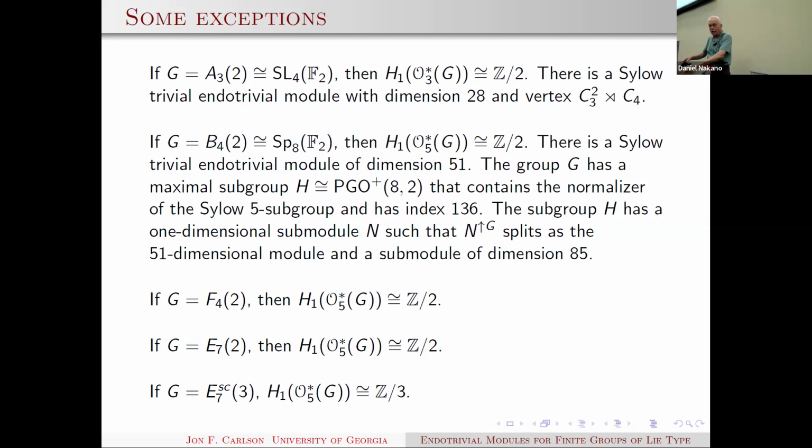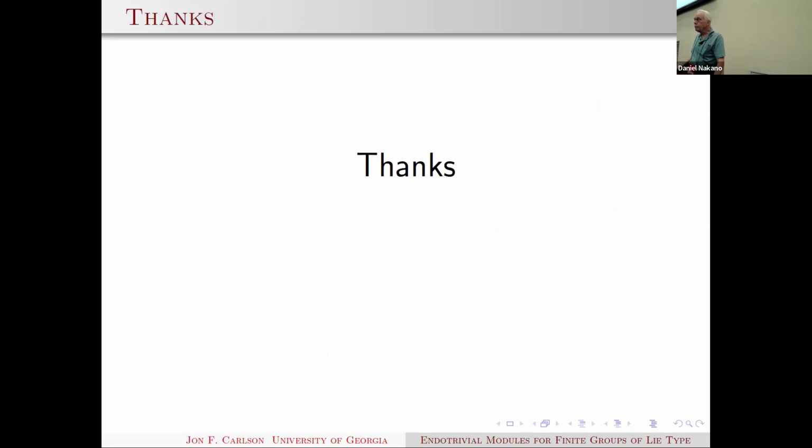And when l is 5, you actually get some other exotic cases. These are unfortunately too big. We haven't been able to construct these directly, but at any rate, we can actually get some exceptions as well. So anyway, thanks for listening.